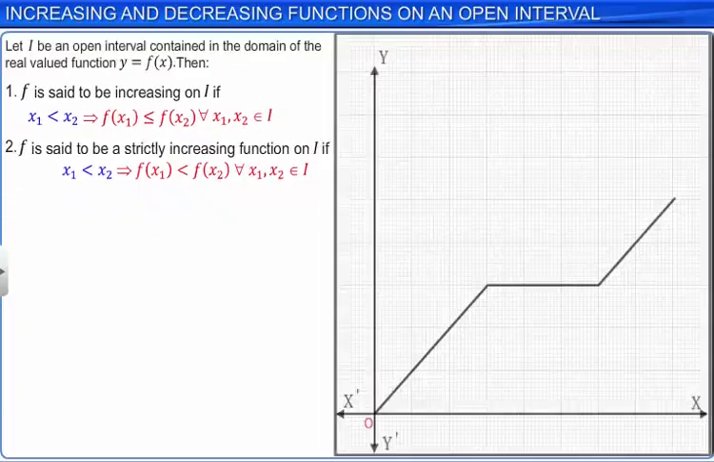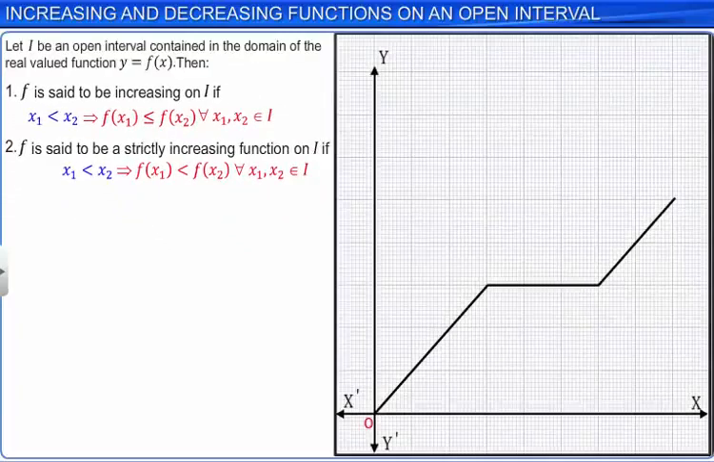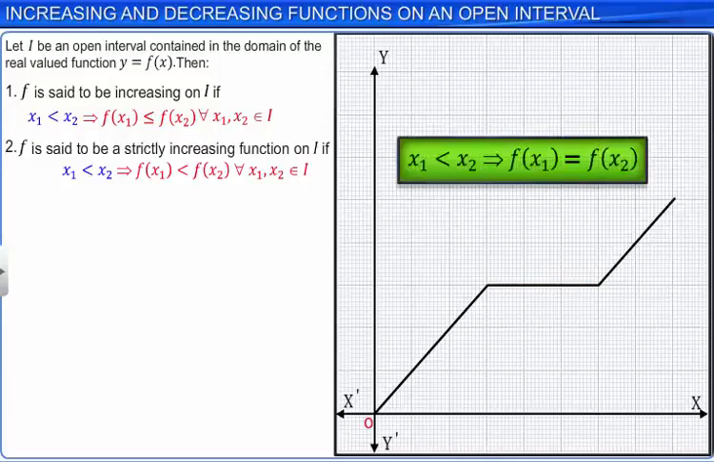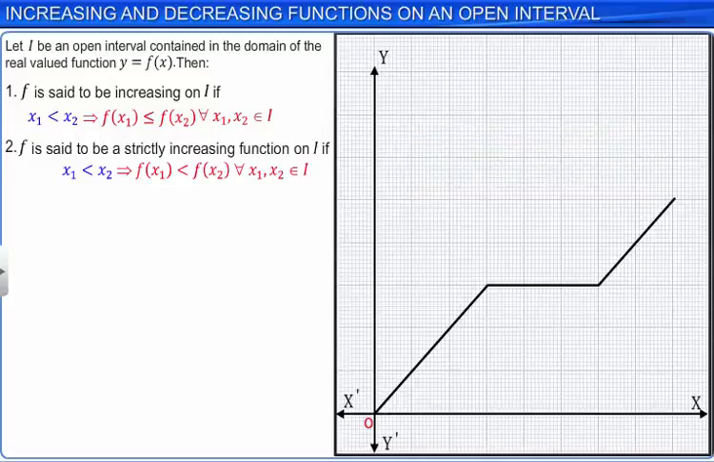The graph of an increasing function is as shown. The straight line in the graph depicts that at some points, the value of the function remains constant with the increase in the value of x. That is, for some x1 < x2, we have f(x1) = f(x2). Hence, this function is not strictly increasing.